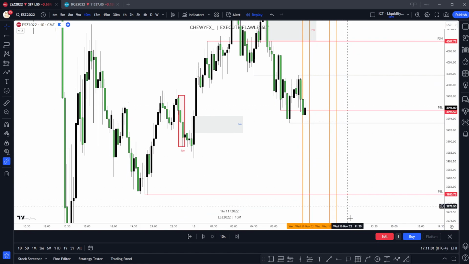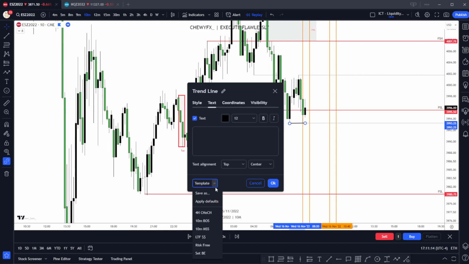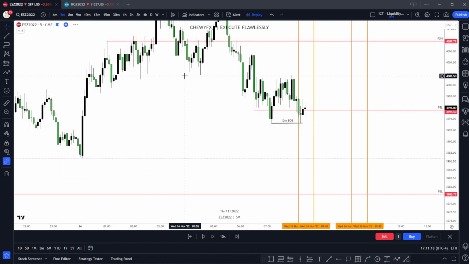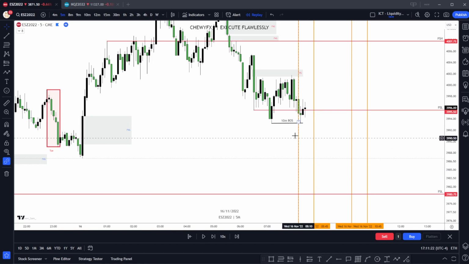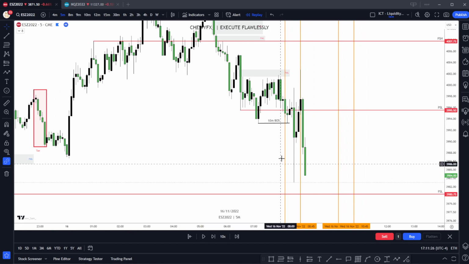Played out well for a V2. The only problem I have here is that this is the area required for a 10-minute break of structure for our V2 sell. However, it's all occurring between the news that we marked up here. So I'm not going to be taking any entries during that time.